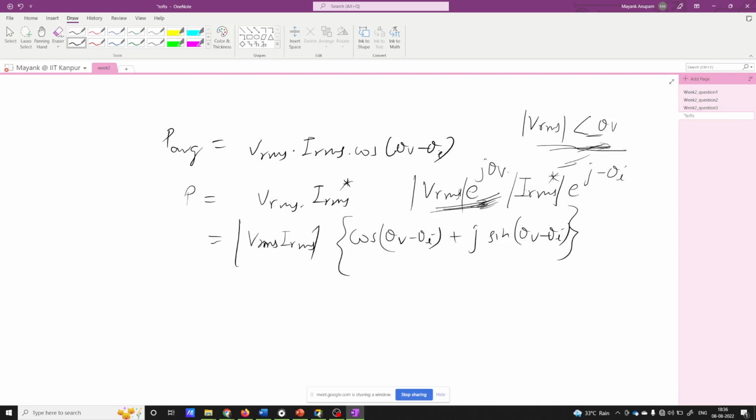Right? Now when you multiply both of these, what will happen? You will see e to the power j theta V minus theta I will come together, right? And then you will expand that, and you will get this term: cos theta V minus theta I plus j sin theta V minus theta I. Right? So is this clear now?